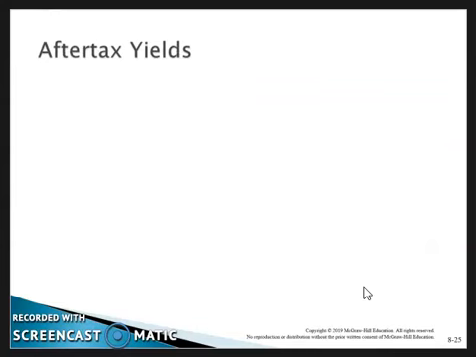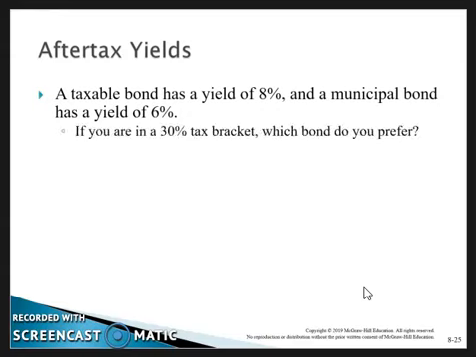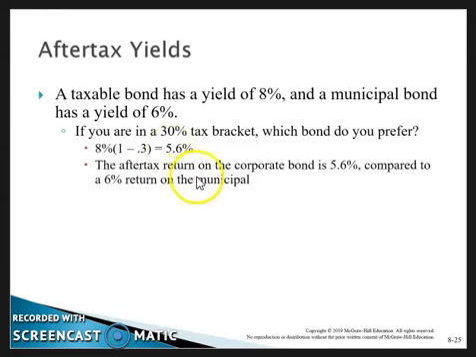After-tax yields: a taxable bond has a yield of 8% and a municipal bond has a yield of 6%. If you are in the 30% tax bracket, which do you prefer? We're going to take this 8% bond and multiply it by 1 minus the tax rate, and that gives us an after-tax yield of 5.6%. So we would prefer the municipal bond.